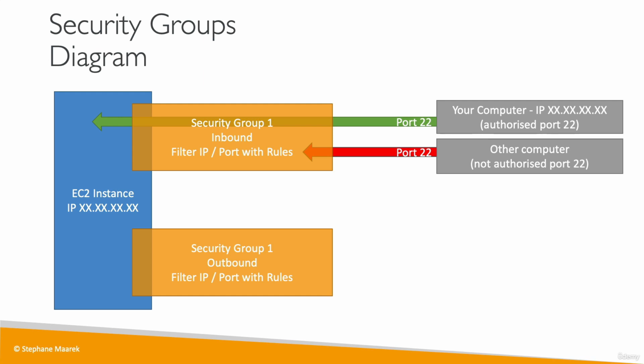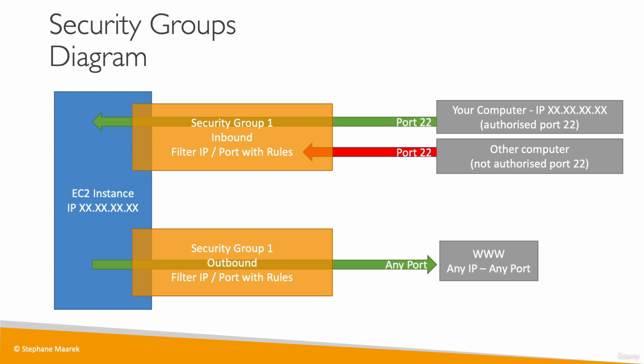Then for the outbound rules, by default, our EC2 instance for any security group is going to be by default allowing any traffic out of it. So our EC2 instance, if it tries to access a website and initiate a connection, it is going to be allowed by the security group. So this is the basics of how a firewall works.